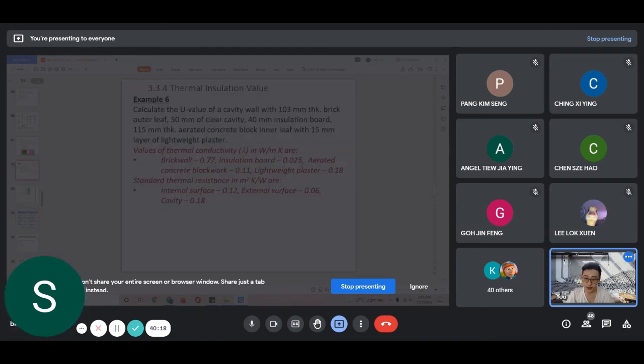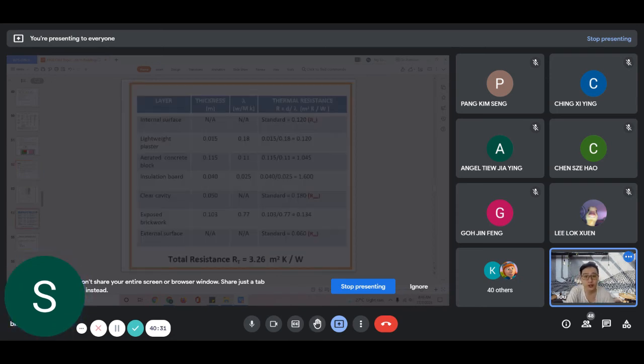So here, you're given the lambda for brick, insulation board, the aerated concrete block, and plaster for material. So here, you have your plaster, concrete block, insulation block, and then brickwork. Then you have your thickness. So this is all given to you. This one you can ignore because it's given to you as a standard. So you just divide them together, you get all these values.